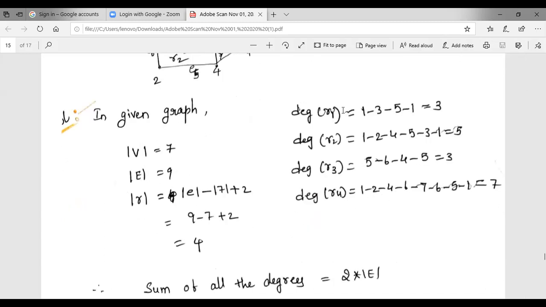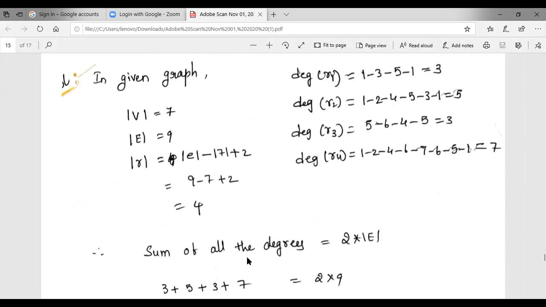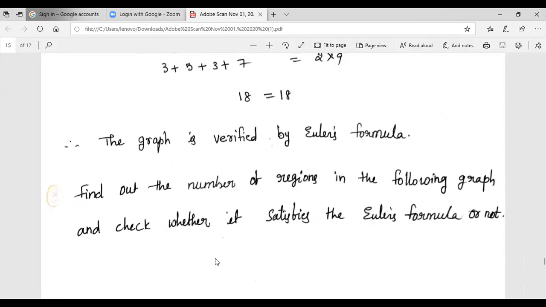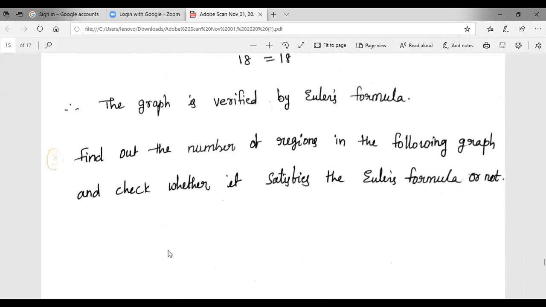So the sum of the degrees of regions is equal to 3 plus 5 plus 3 plus 7, that is equal to twice the number of edges. So total 18 is equal to 18. So the given planar graph satisfies Euler's formula.